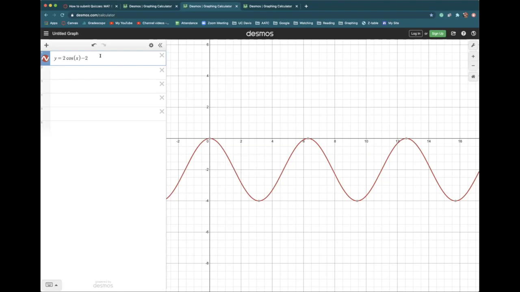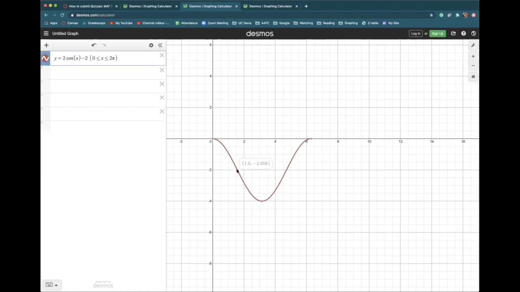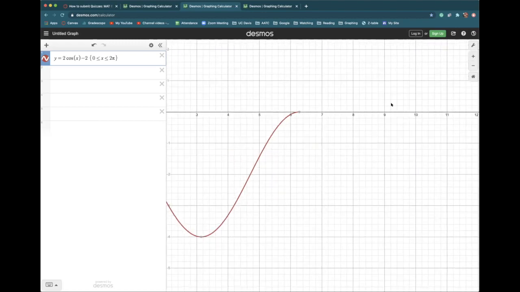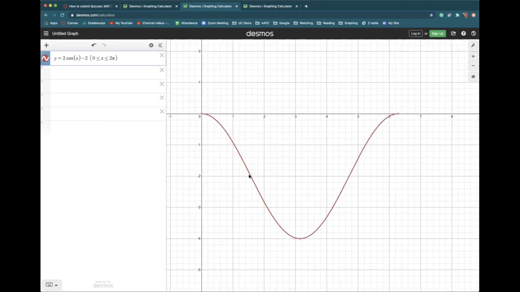Maybe if I change my domain a little, 0 less than or equal to x less than or equal to 2 pi. Sometimes it doesn't want to give you all the nice values. I don't know why. Maybe if we zoom in more. Nope, I don't know. Sometimes it's just finicky, I guess. I can't say why it's not giving me all the wonderful values I want.